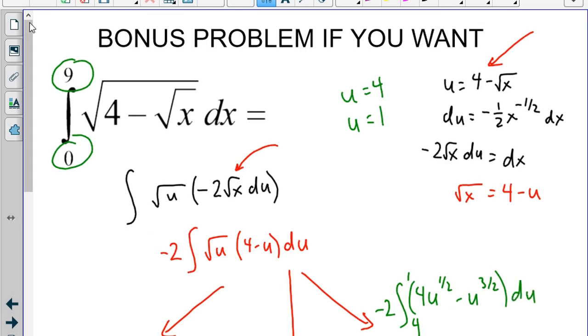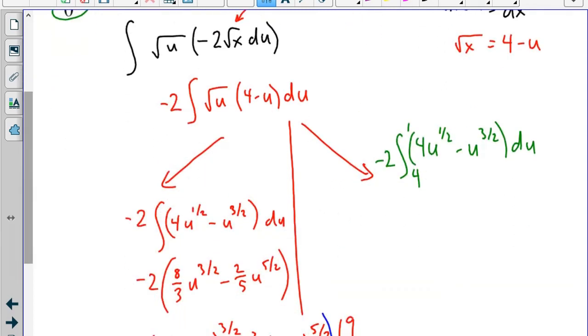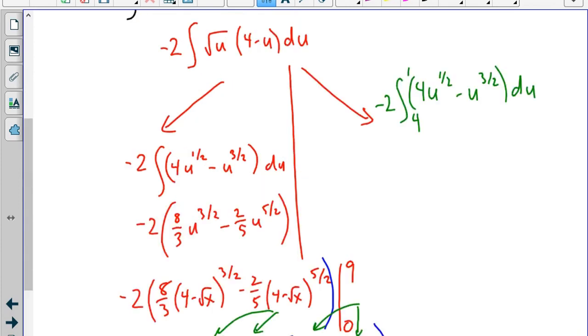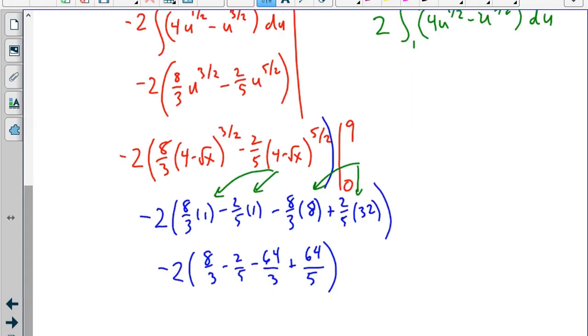So it's 4u to the 1/2 minus u to the 3/2 du. Now notice that the 4 and the 1 are not in spots that we tend to like them to be in, but also notice what happens when we get all the way to the end. Notice that we're subbing 1 in first and we're subbing 4 in second. 4 to the 3/2 and 4 to the 5/2 are 8 and 32 respectively. So it actually ends up being backwards. So you could do this this way, or you could say it's 2 times the integral from 1 to 4 of 4u to the 1/2 minus u to the 3/2 du. And you end up getting exactly the same thing that you got originally when you're all done.